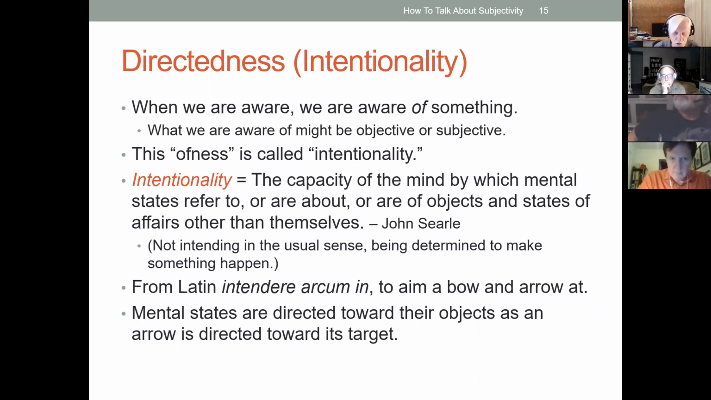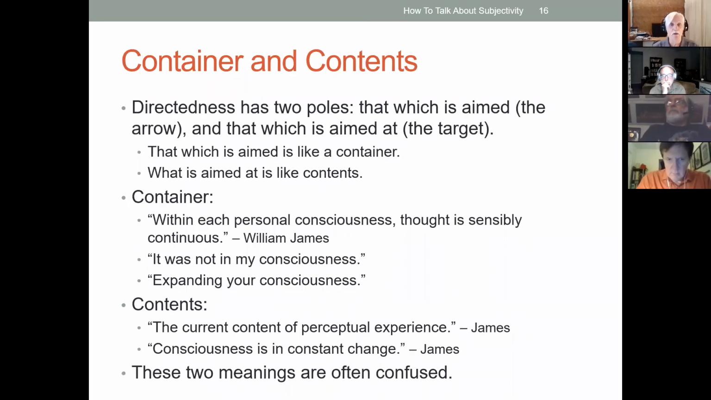So we're always conscious of something. Now, directedness has two poles: that which is aimed, the arrow, and that which is aimed at, the target, okay? Metaphorically, you can say that which is aimed is like a container, and what's aimed at is like the contents of the container.